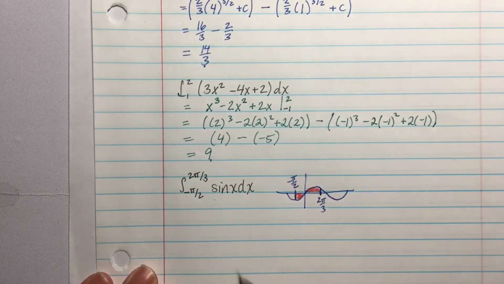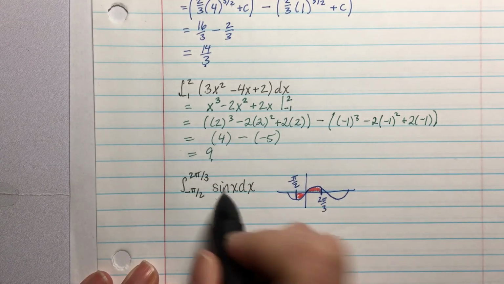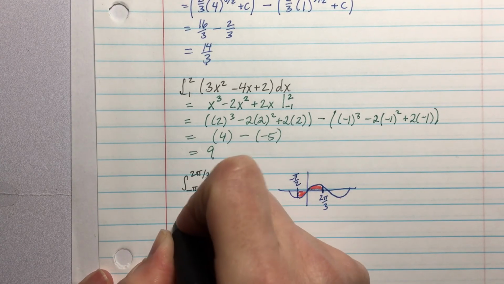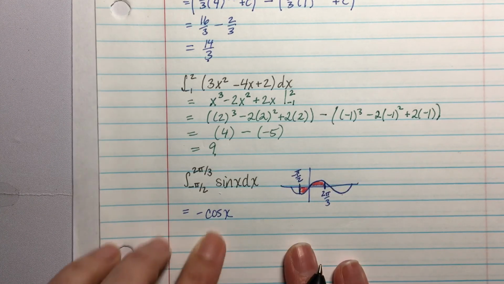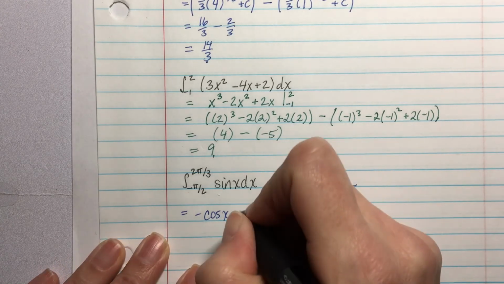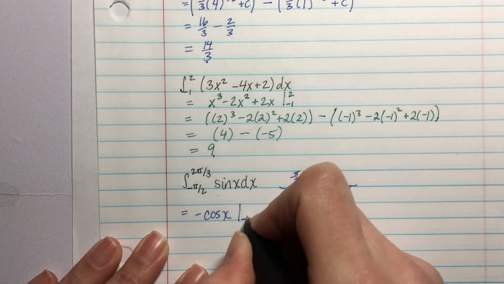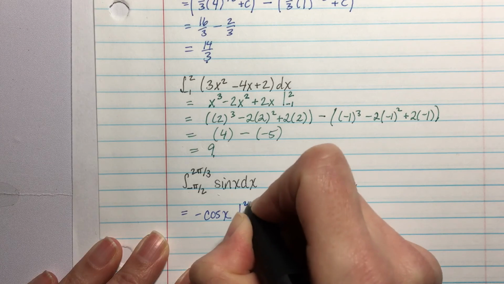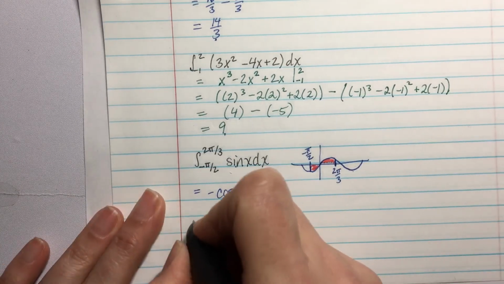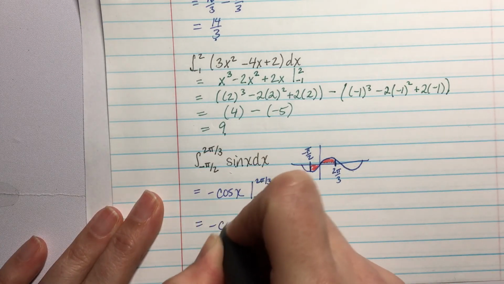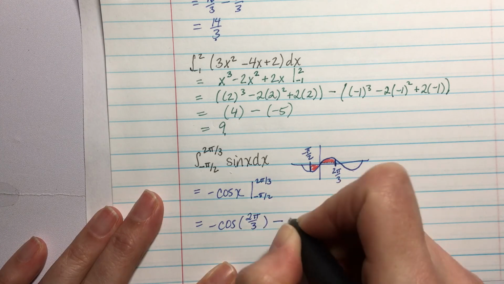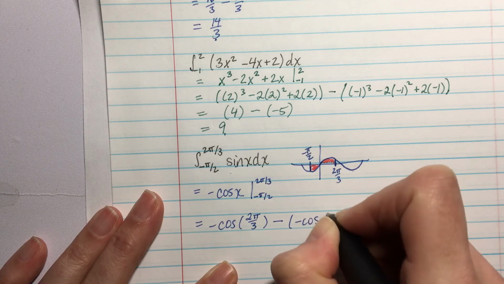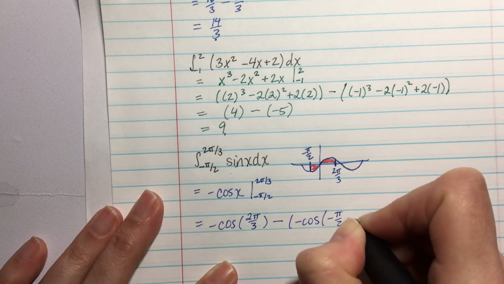Okay, so if we integrate this guy, the thing that has a derivative of sine x is negative cosine x. Because remember the derivative of cosine being negative sine, so watching our signs there. Throw that vertical bar down and -pi/2 to 2pi/3. And then plugging in, so we have negative cosine of 2pi/3 minus negative cosine of -pi/2.